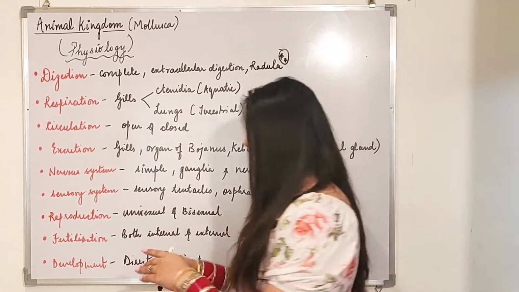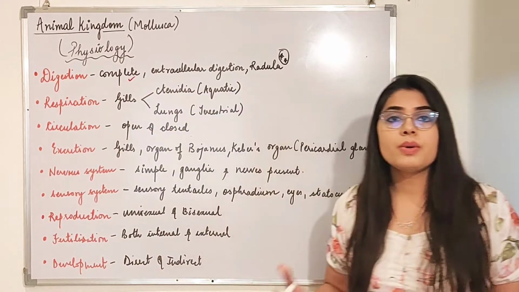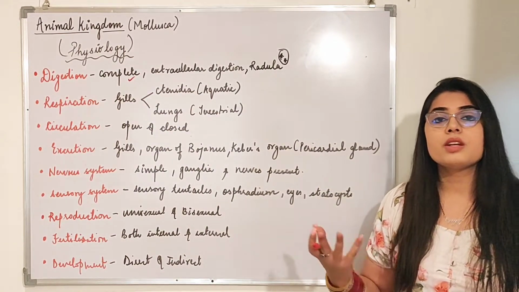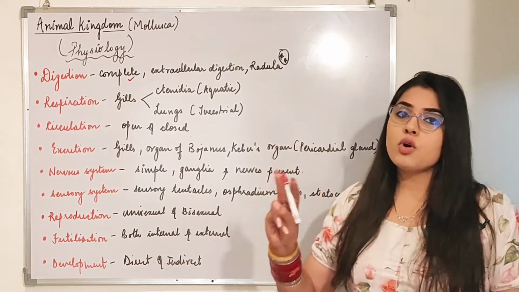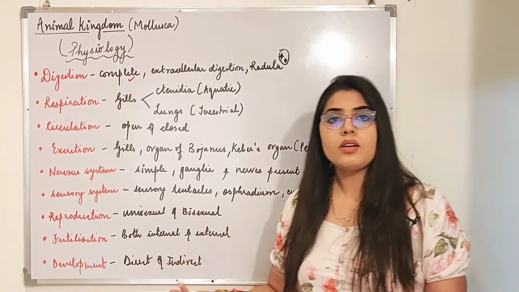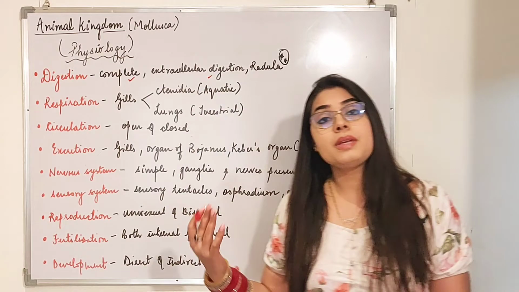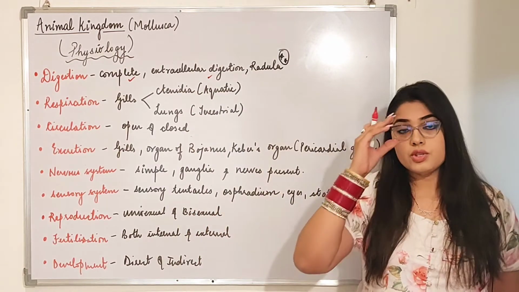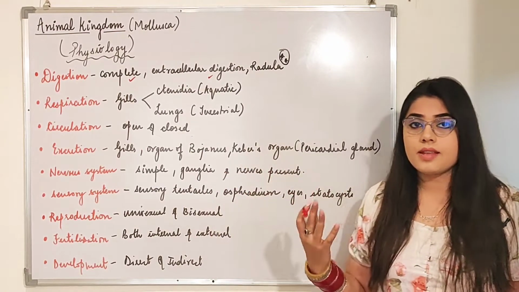First, digestion here is complete. Why? Because in the previous video we studied that they have a tube within tube body plan. If the tube within tube body plan is there, that means two openings are there, the mouth and the anus. If mouth and anus both are present, digestion will be complete. Then extracellular digestion is taking place. That means digestion of the food which is going inside is taking place outside the cells. It is not taking place inside the cells.